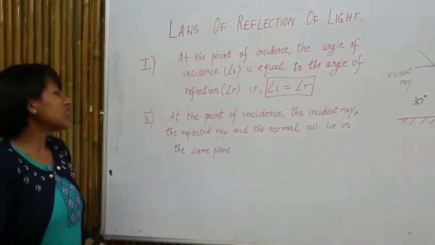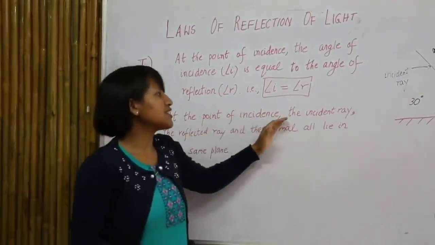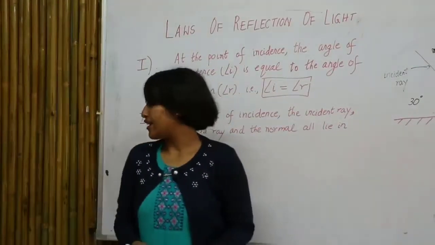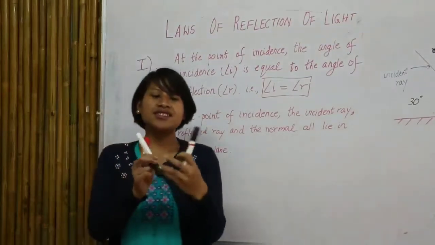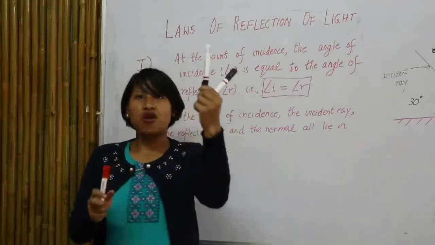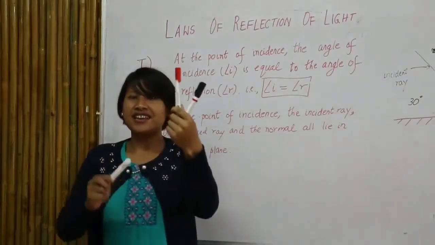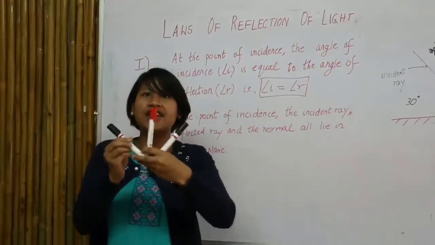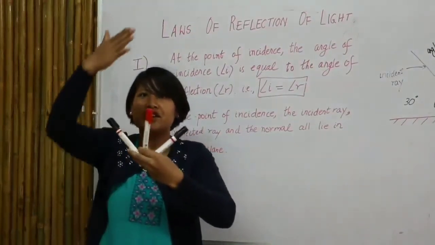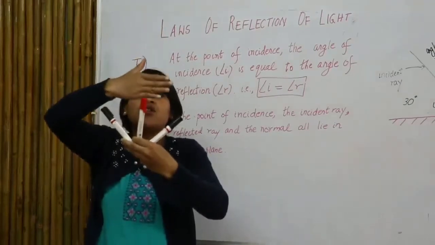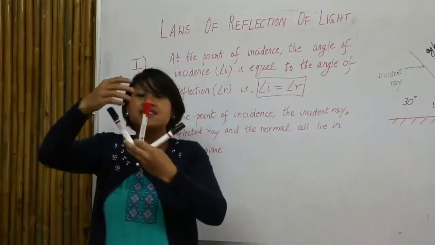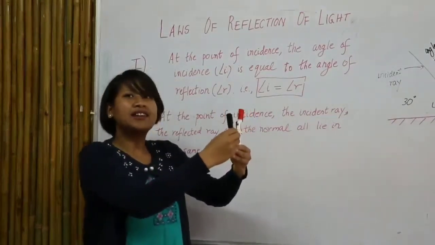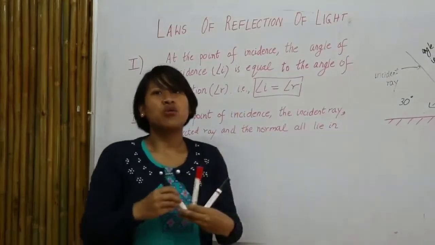The second law states that at the point of incidence, the incident ray, the reflected ray, and the normal all lie in the same plane. This is the incident ray, this is the normal, and this is the reflected ray. They all lie in the same plane, which means that if you pass a plane of paper through this, it will pass through all of them. None of them will be out of the plane.